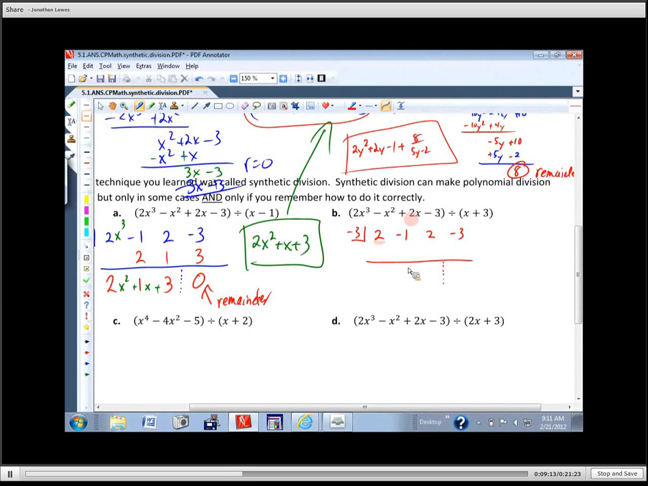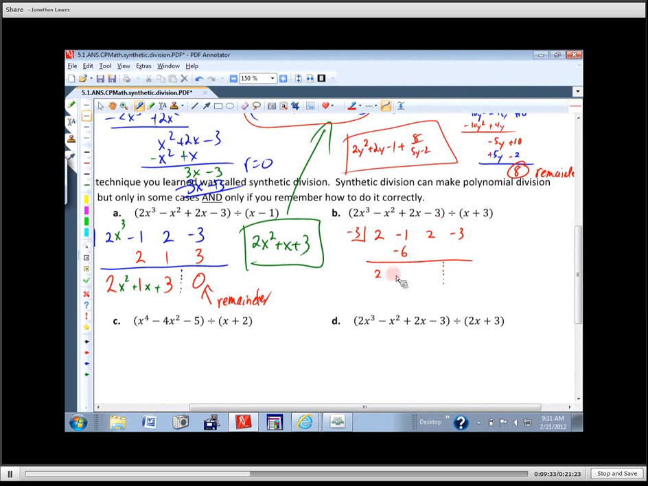One, you've got to set it up right. You've got to make sure that these are all in descending order and that we aren't missing any powers. And you've got to do the opposite of that. Once you get to there, hopefully it's pretty easy. You bring the first one down. You multiply the two of these. Put it right there. That's a negative 6. And then you add those.